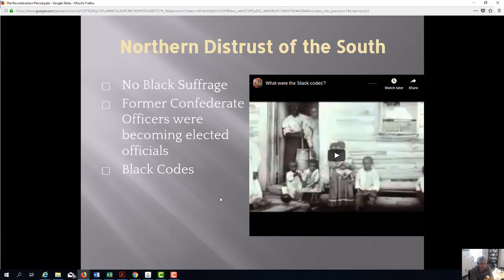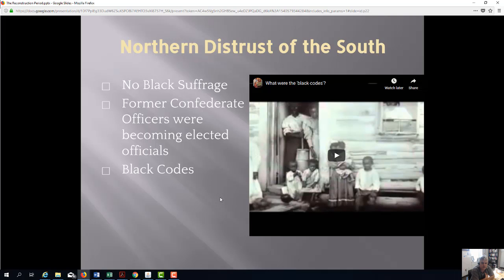The other thing that he's going to do is effectively undermine the 13th Amendment. First and foremost, he argues against black suffrage, the right to vote. That's what suffrage means. And then he allows former Confederate officers to become elected officials. This was something that the radical Republicans were very much against. So not only is he giving them amnesty, he's also allowing them to become elected officials.